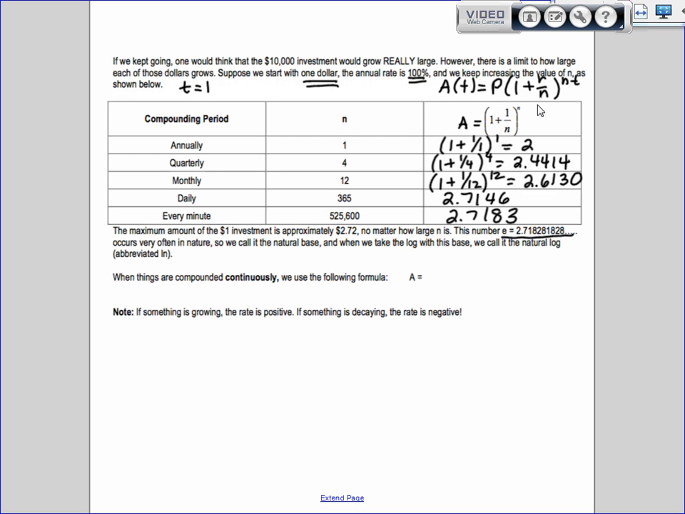All right, so let's see. When things are compounded continuously, we use the following formula. So whenever you see compounded continuously, you have A equals P E to the RT, PERT.